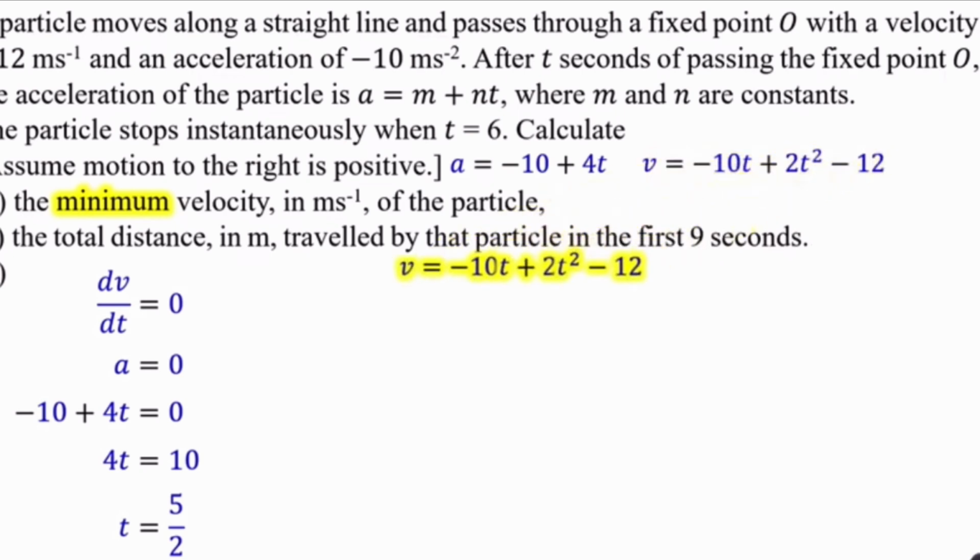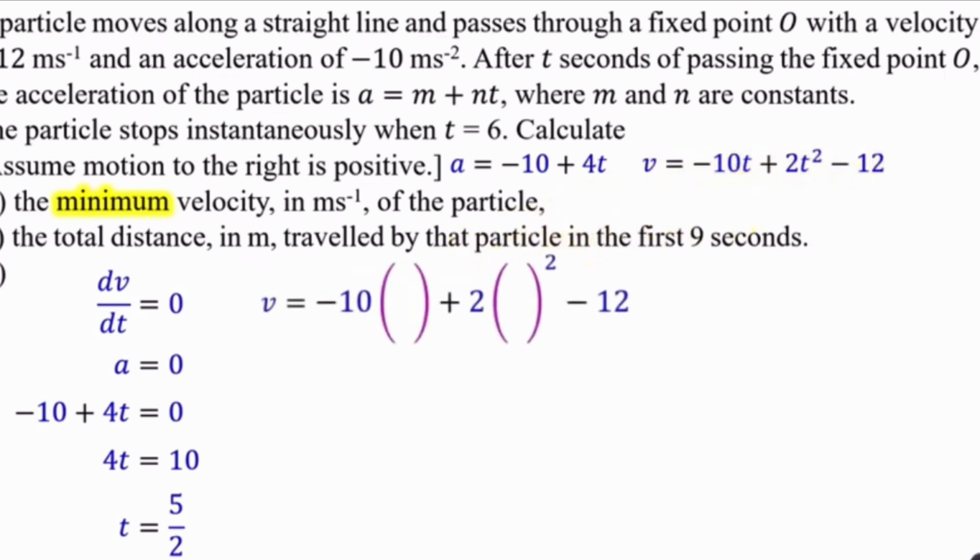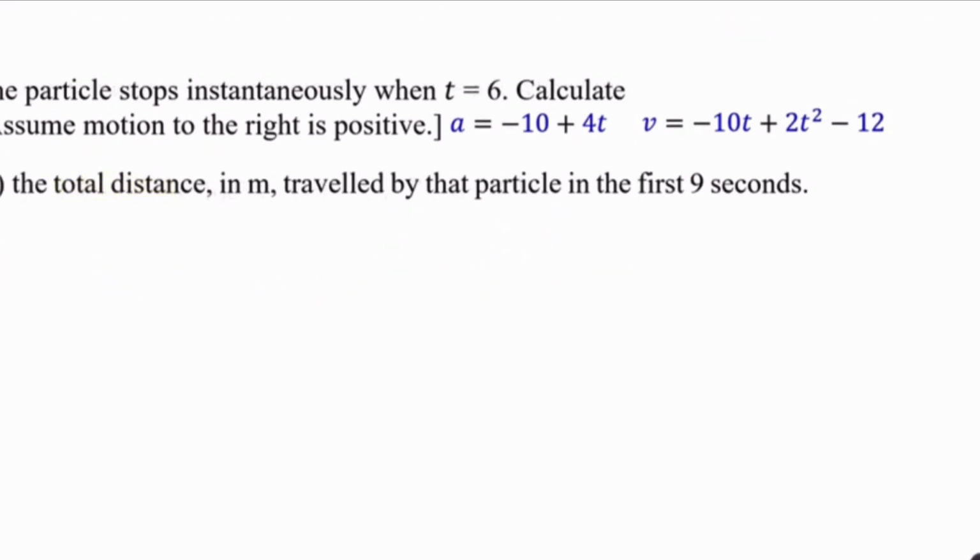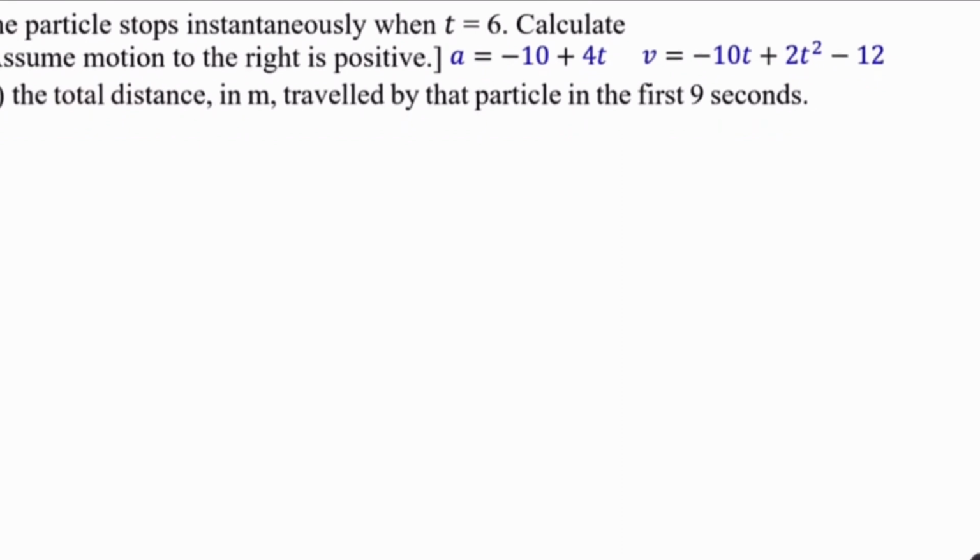So let's substitute t equal to 2.5 into the velocity, and let's solve the velocity. So negative 10 times 5 over 2 plus 2 times (5 over 2) squared minus 12, that is actually the velocity. Okay, this velocity is actually the minimum velocity, alright?